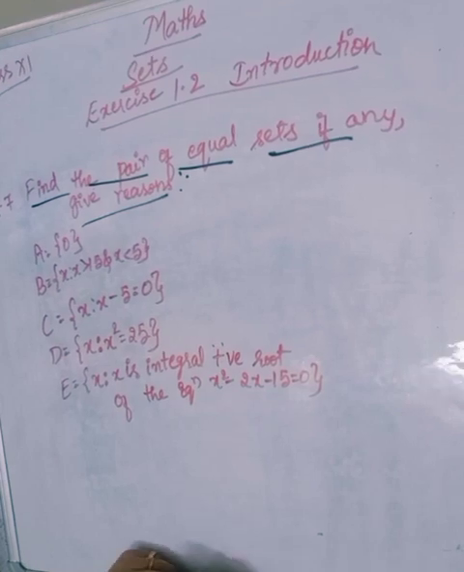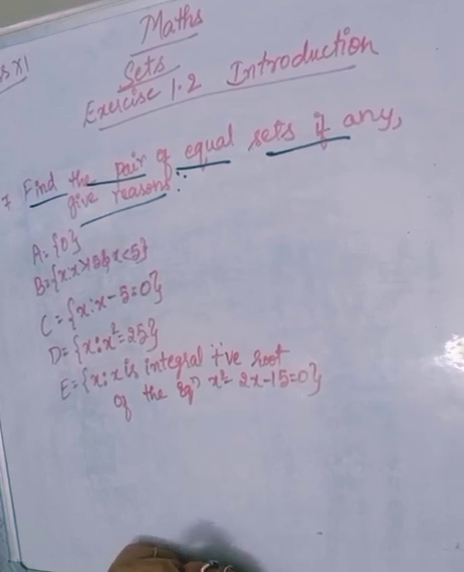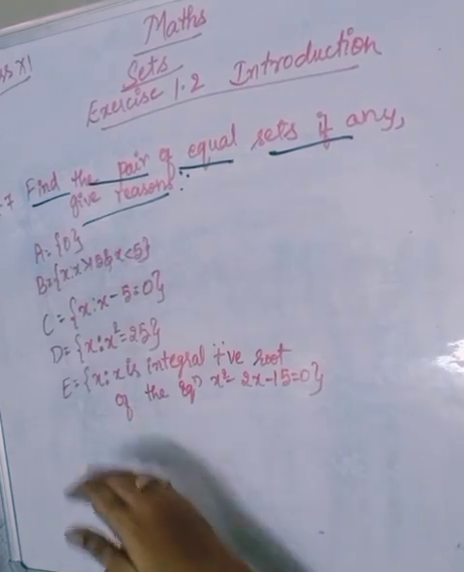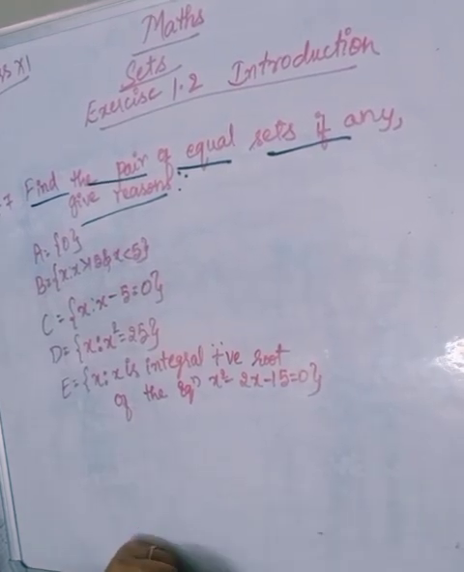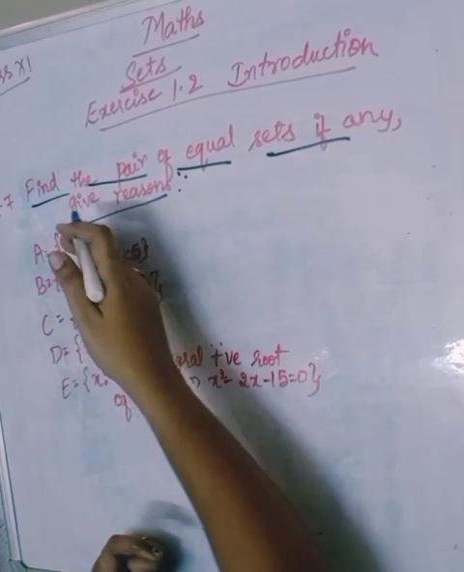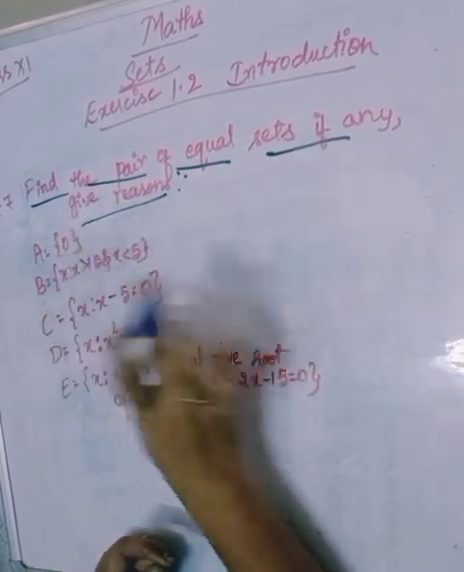Okay, next, example 7. Find the pair of equal sets, if any, and give the reason. That means in this we need to find any equal sets, and give the reason for that, meaning which elements are common. So the first one, you can see we have A equals {0}, so it won't simplify, therefore we will keep it like that.